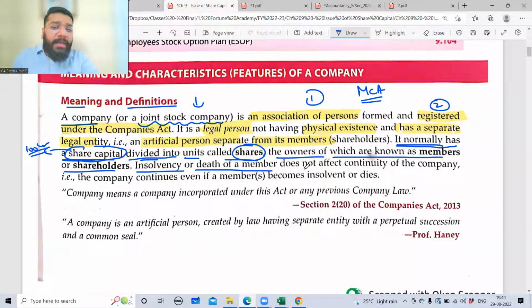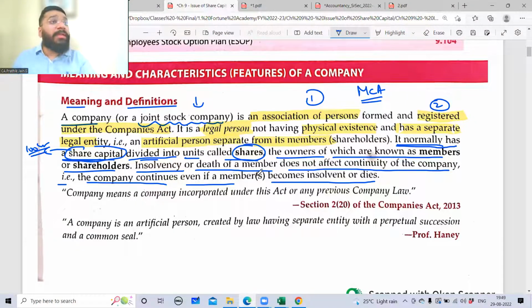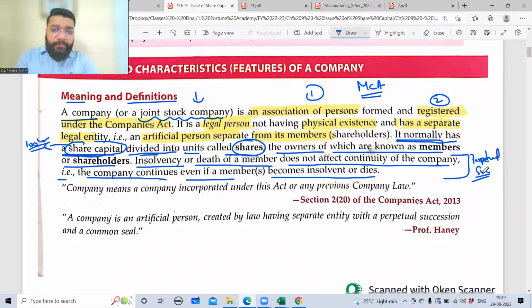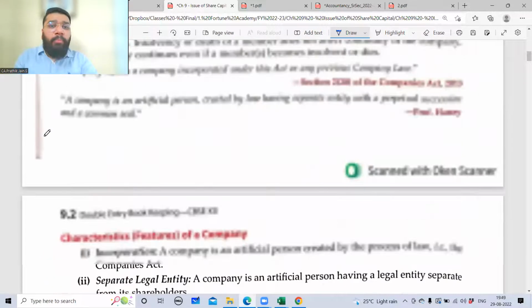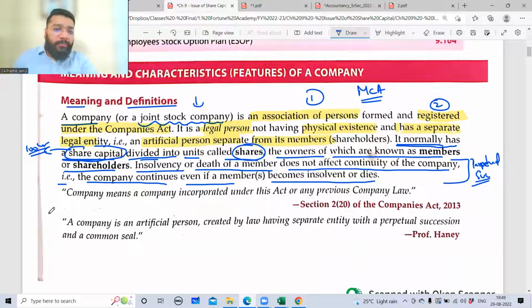Insolvency or death of a member does not affect the continuity of the company. That is, the company continues even if the member becomes insolvent or dies. The insolvency or the death of a member or the shareholder does not affect the continuity of the business. This feature is called perpetual succession, which we'll be discussing very shortly. So keep that point on hold, guys. I'll go forward discussing this company definition.